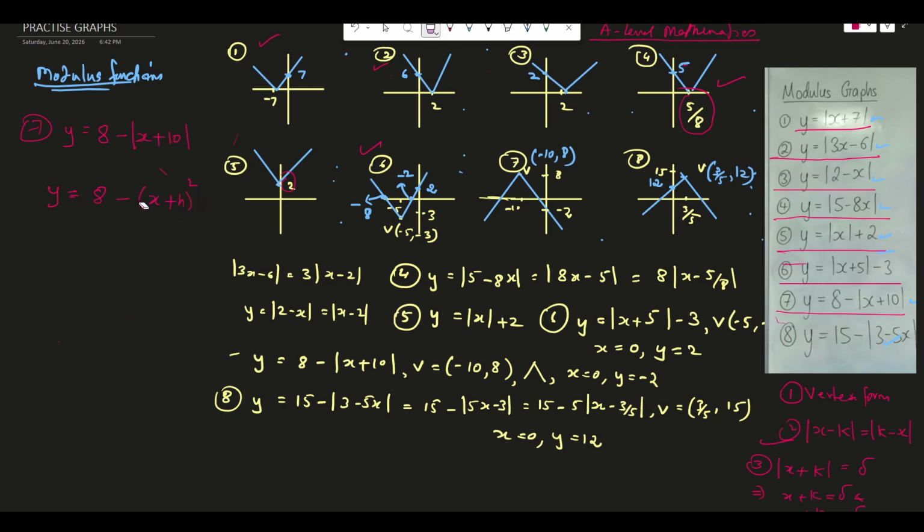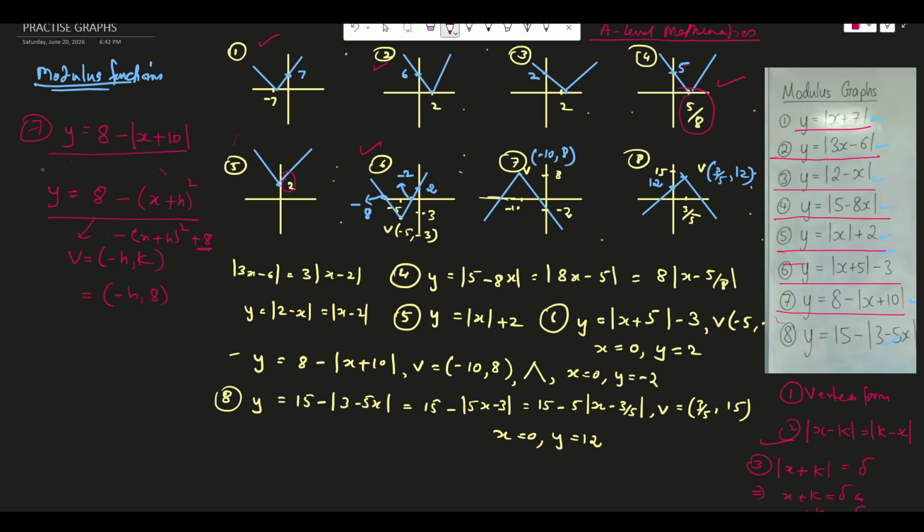Now this is for quadratic, this is for modulus. Here the vertex, in this case, will be at minus h comma k. Now what is the k in this case? This can be rewritten as minus of x plus h the whole square plus 8, isn't it? So your k is nothing but 8. So the vertex will be at minus h comma k. Here it was 8, so your k will be 8: minus h comma 8. This will be the vertex.